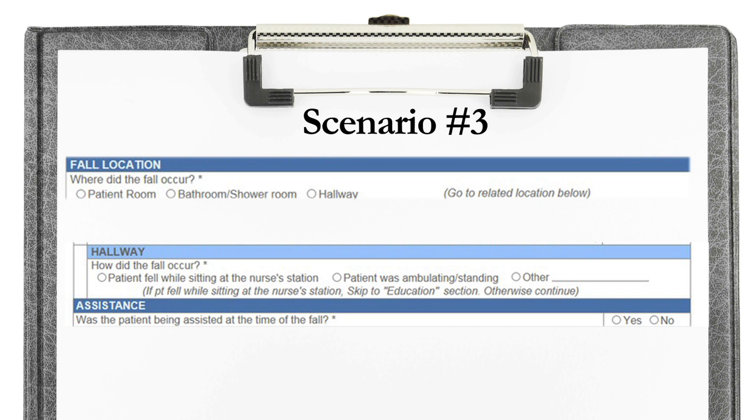What location would you choose for this scenario? The location for this scenario is the hallway. We know that the patient was out for a walk and fell, so the actual location of the fall was the hallway. You will then skip down to the hallway questions on the form and answer the question about how the patient fell. The answer for this scenario would be the patient was ambulating, standing. Next, you would go to the assistance section and answer no to the question on the patient being assisted during the time of the fall.